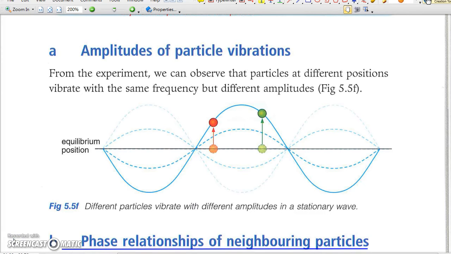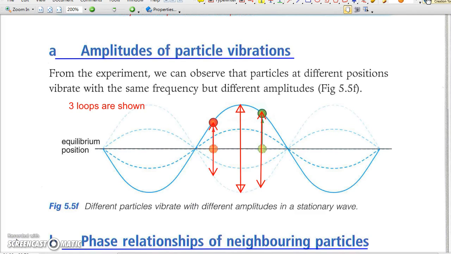A. Amplitudes of particle vibrations. Transverse stationary wave appears as a series of vibrating loops. You can see particles vibrate with different amplitudes, but with the same frequency.